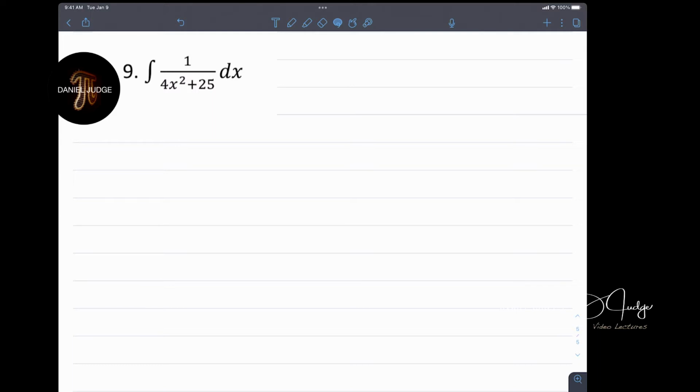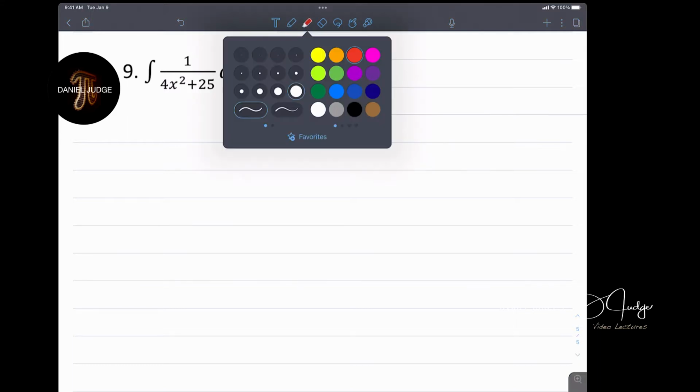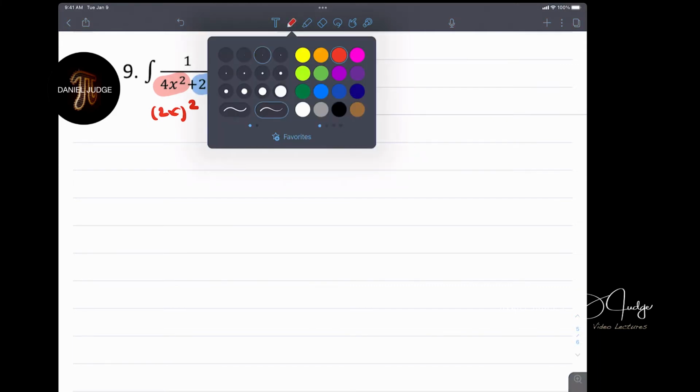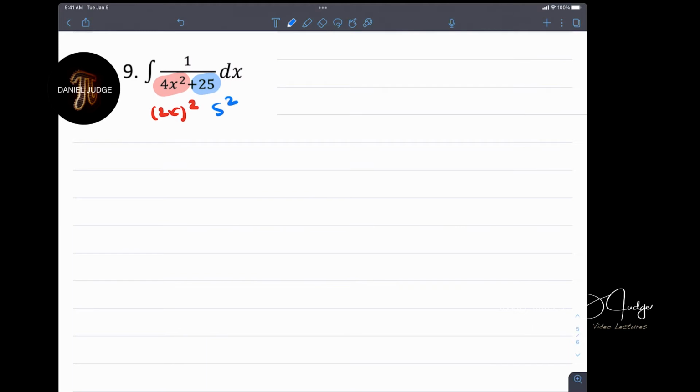Taking a look at this one now. There's a couple of things I want to point out to you. You got this 4x squared. We're going to write 4x squared as 2x in parentheses squared. And I'm going to say this 25 we're going to write as 5 squared. So my integral is 1 over (2x) squared plus 5 squared dx.